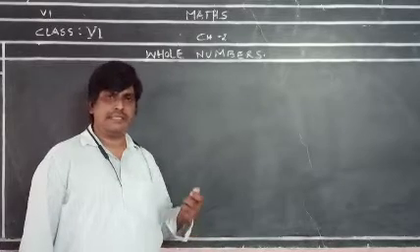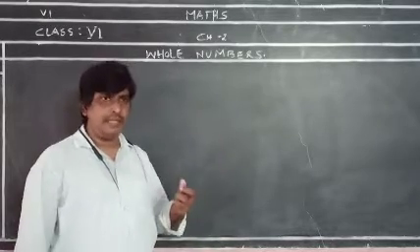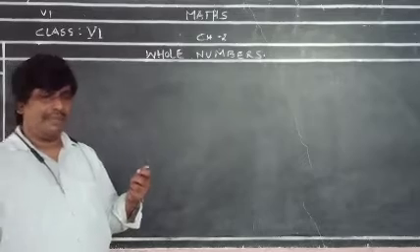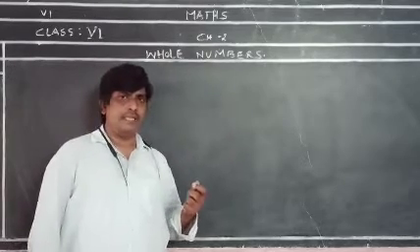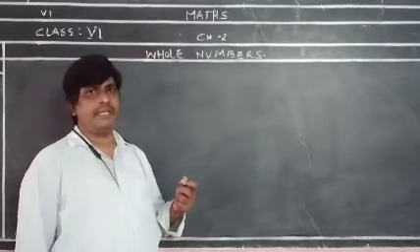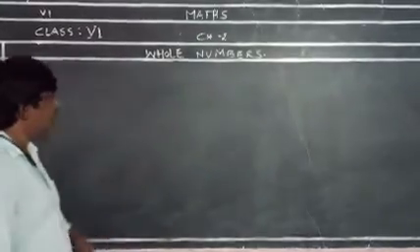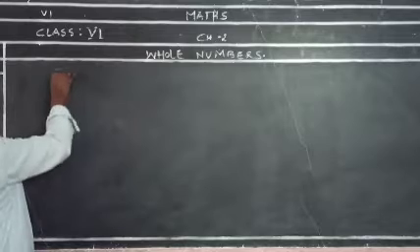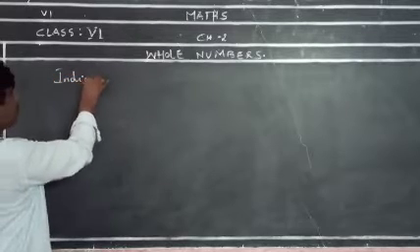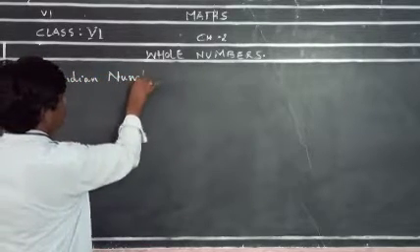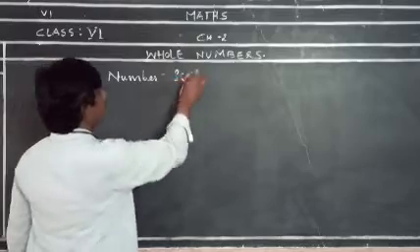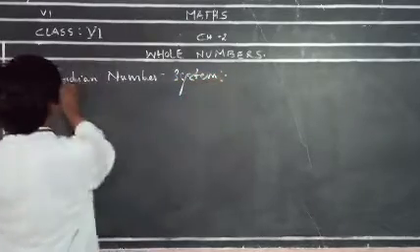In the lower class, that is in the 5th class, you learned about number systems. One is the Indian number system and another one is the international number system. Let us recall the number system. First of all, what is the Indian number system?